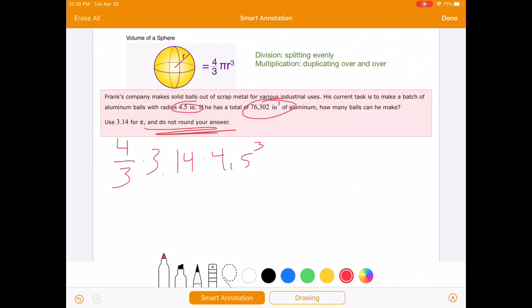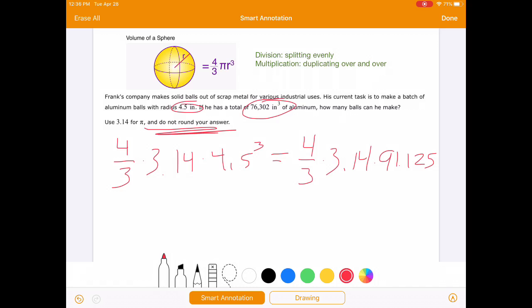So we're going to keep everything as is. Remember to do our exponent first. So 4.5 to the third power is 91.125. So 4/3 times 3.14 times 91.125.